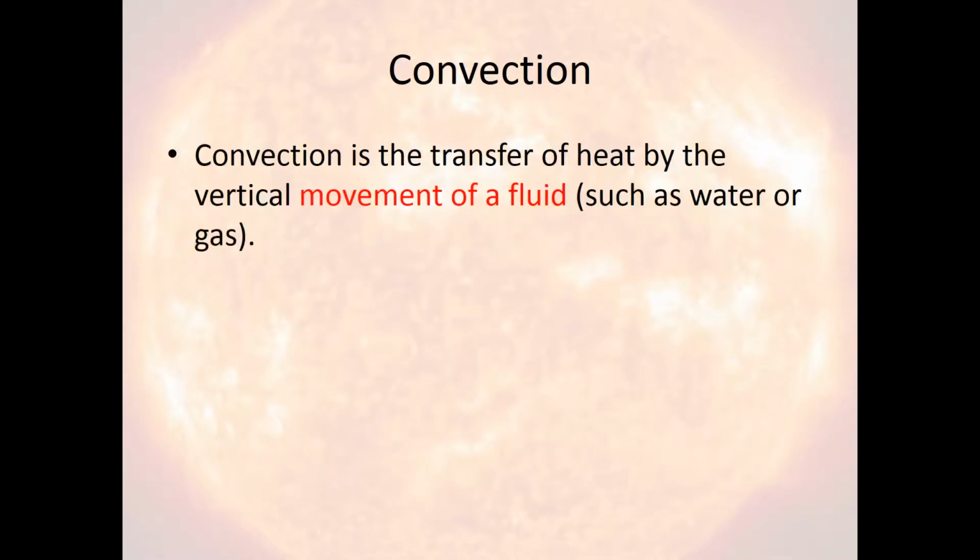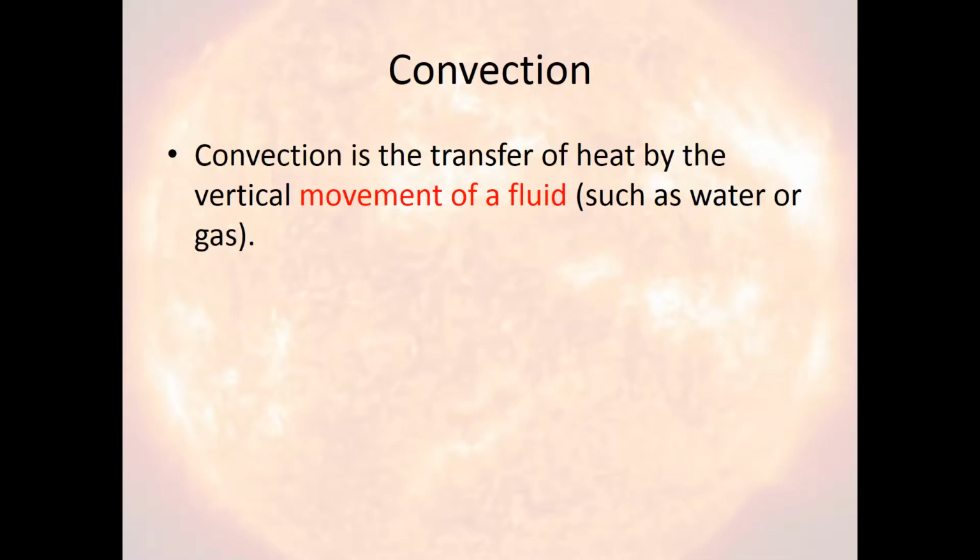The next type of heat transfer is much more important in the atmosphere, and that is convection. Convection involves the transfer of heat through movement of a fluid. Now this is different from conduction. Conduction involved solid objects. Convection involves fluid.